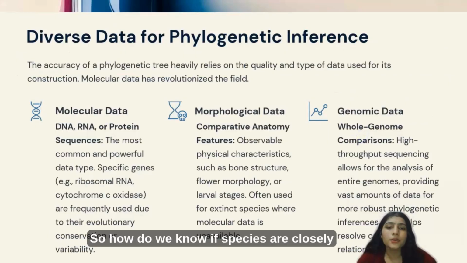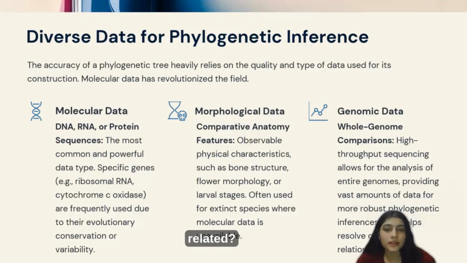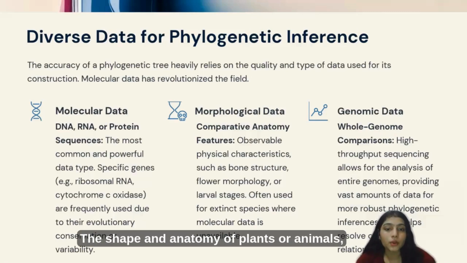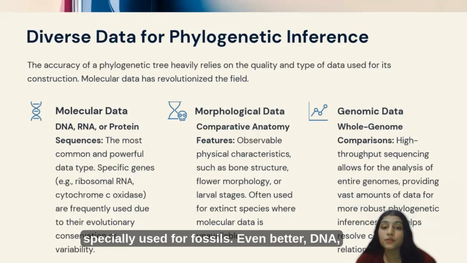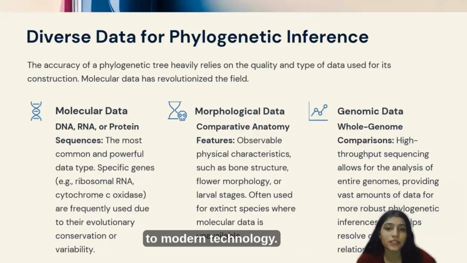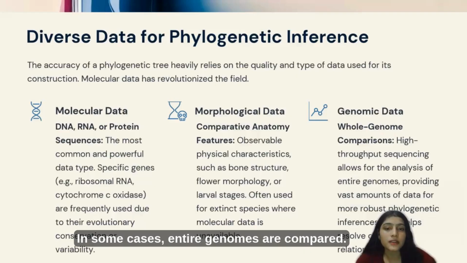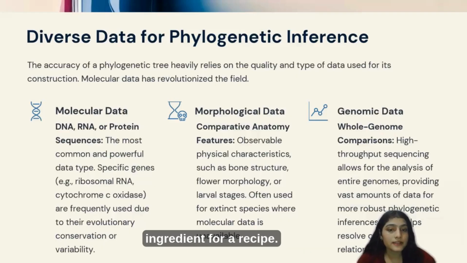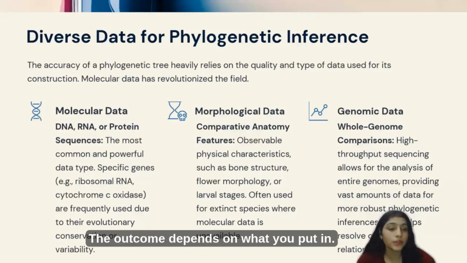So, how do we know which species are closely related? Scientists use all kinds of data. The shape and anatomy of plants or animals, especially used for fossils. Even better, DNA, RNA and protein sequences are game changers thanks to modern technology. In some cases, entire genomes are compared. Choosing the right kind of data is like picking the right ingredients for a recipe. The outcome depends on what you put in.